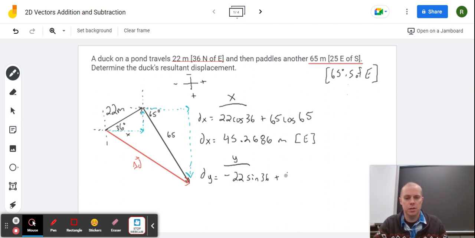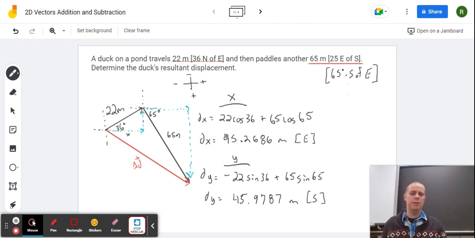So it'll be 65, because that's our distance, and our angle is also 65. So punch this in my calculator, negative 22 sine of 36 plus 65 sine 65. And this gives me 45.9787 meters. This came out positive. I said south was positive, so south.